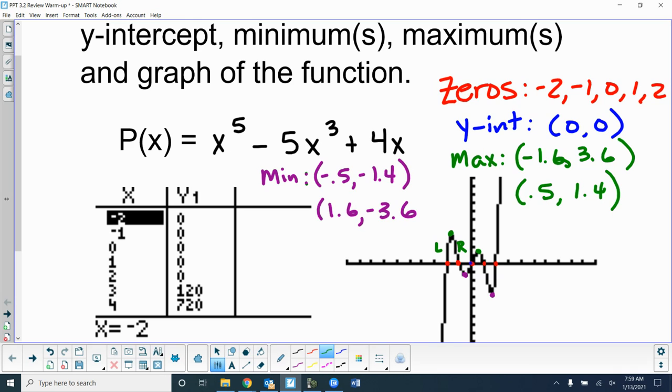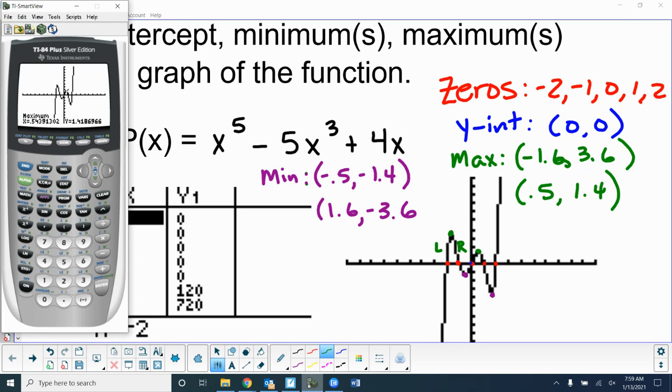Zoom 6 will get you from positive 10 to negative 10 on the X, and from negative 10 to positive 10 on the Y. That's that standard window that they'll do. You can change your window up however you want. If you go to window here, that's right here next to the Y equals, we could go from negative 5 to 5. It might make it a little fatter for us.